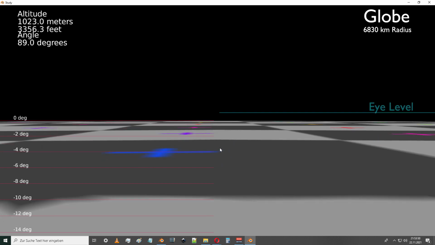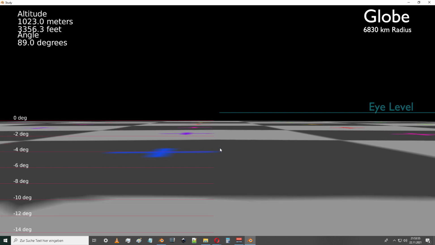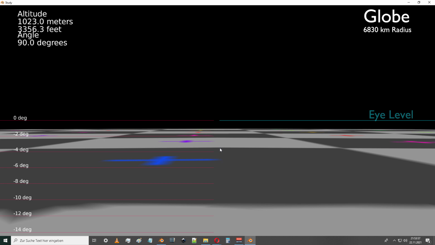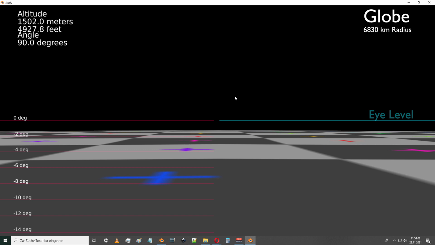You need to look more and more down. We got 1 degree at 1,000 meters. We already got 1 degree falloff at the eye level on the globe model, at a bigger radius than the real globe model. 1,500.